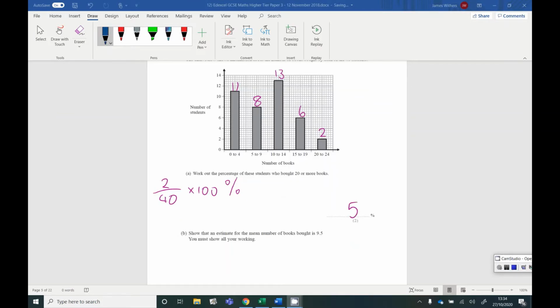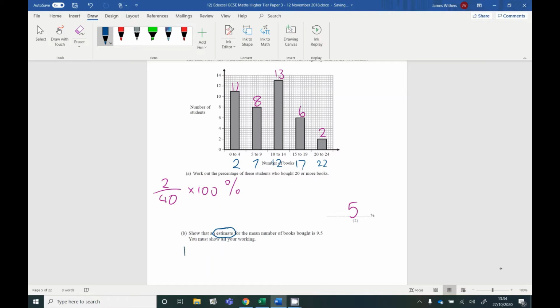So for part B, the 11 students who bought between 0 and 4 books, we don't know how many books they actually bought. So we're going to have to estimate that they bought halfway between 0 and 4 books. That's why this part B is an estimate question. So we're going to have to assume that those 11 students bought 2 books, 2 being halfway between 0 and 4. Those 8 students bought 7 books, and so on, 12 books, 17 books, and 22 books. So that is our initial assumption, hence the estimating.